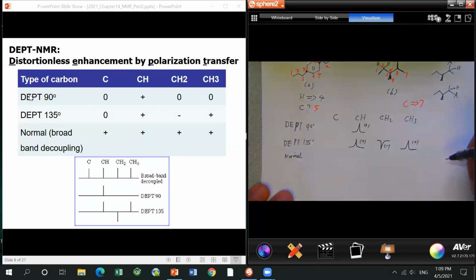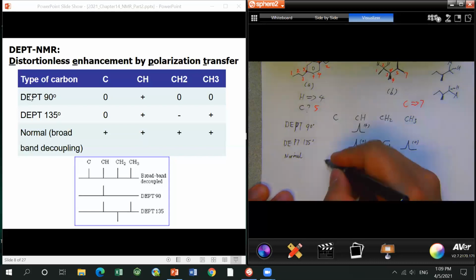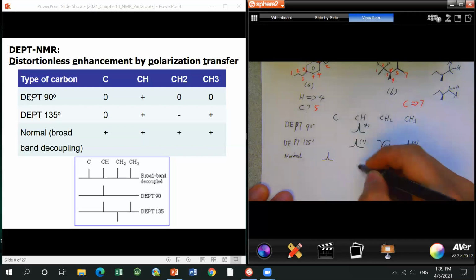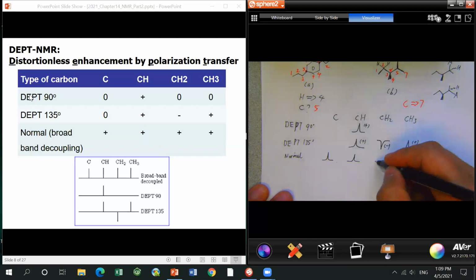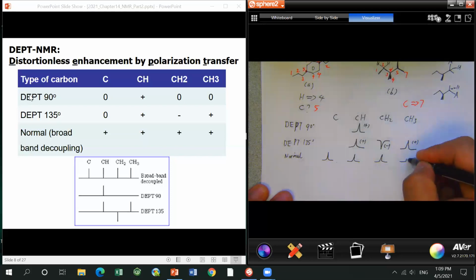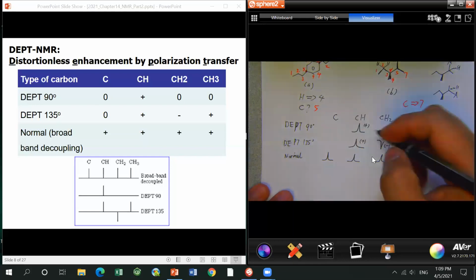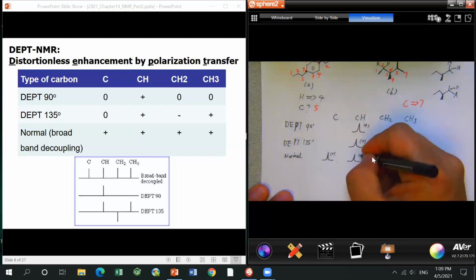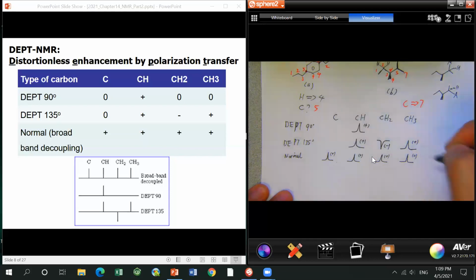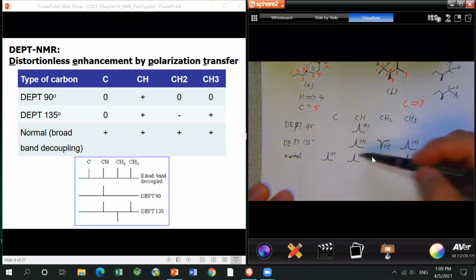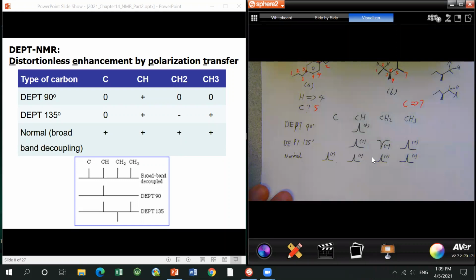And eventually, for the normal carbon NMR, every kind of carbon will show a positive signal, even the quaternary carbon, tertiary, secondary, and primary. All will show a positive signal, okay. So in this case, combining these three carbon NMR, you should be able to tell how many hydrogens are on each individual carbon. Very useful, okay.